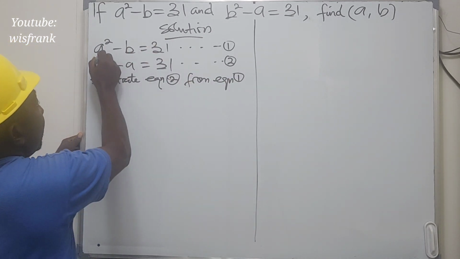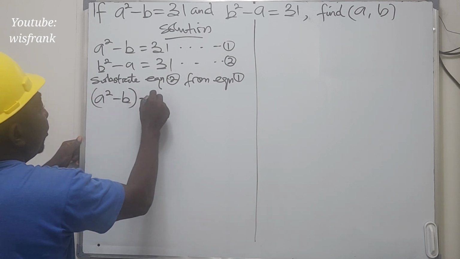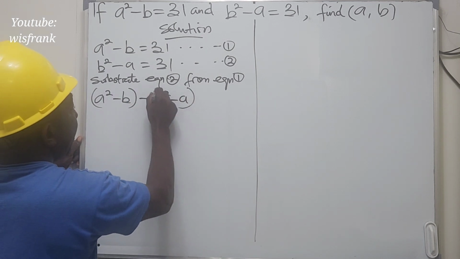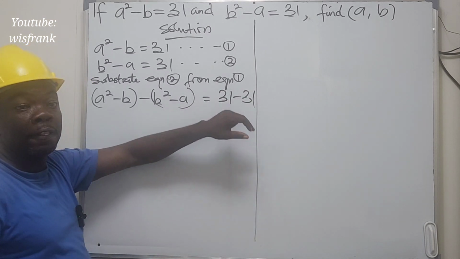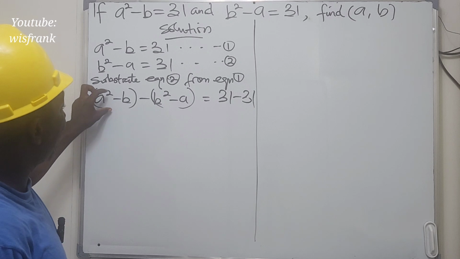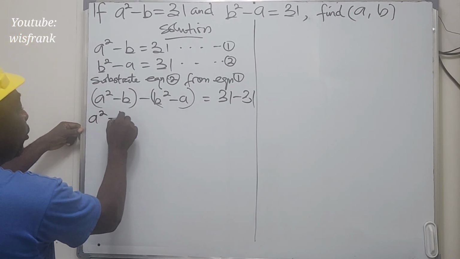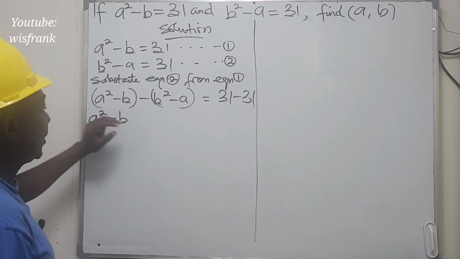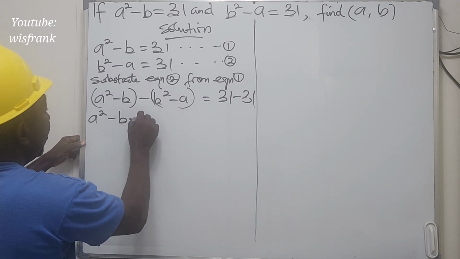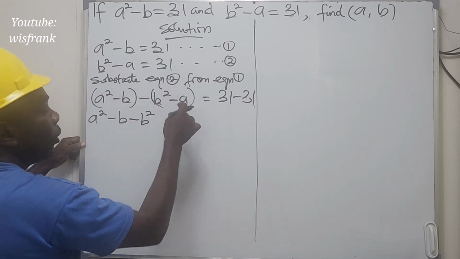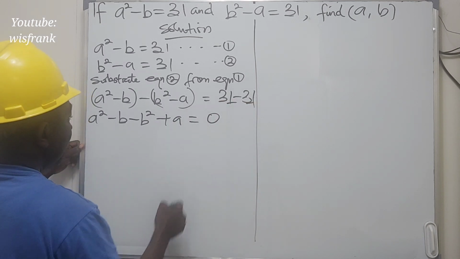So from here, this minus this will be a to the power of 2 minus b, all minus b to the power of 2 minus a, equals 31 minus 31. So from here, we have this parenthesis. This will become a to the power of 2 minus b. For us to clear this parenthesis, minus will multiply by b to the power of 2 will give us minus b to the power of 2. Minus times minus a will give us plus a equals 31 minus 31 gives us 0.